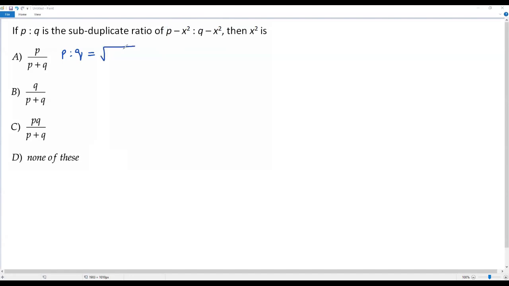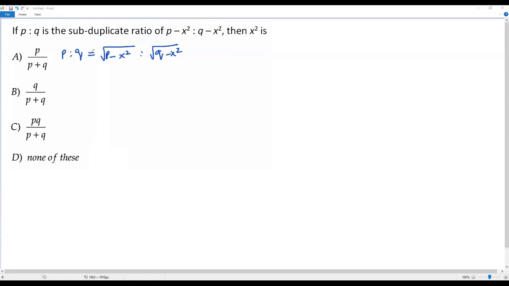Okay, let me do it. That is square root of P minus x square to square root of Q minus x square. So this is a subduplicate ratio of this one, P minus x square to Q minus x square. Here I have written the statement as an equation. I have taken the first ratio as it is, for "is" I have written equal to, and then I have written the subduplicate ratio of this one over here by taking the square root of the first term and second term.